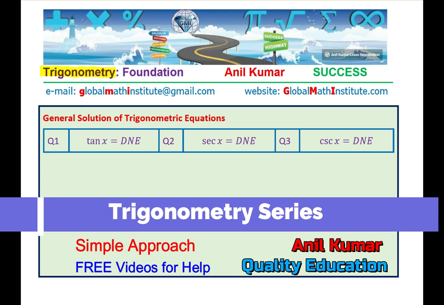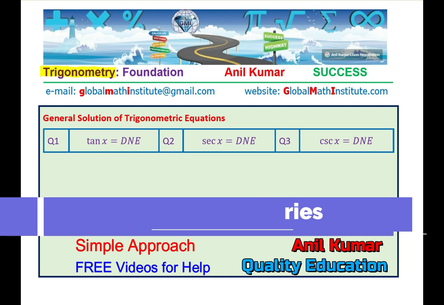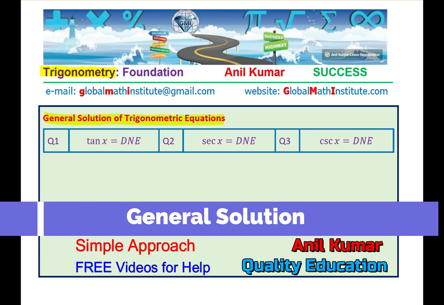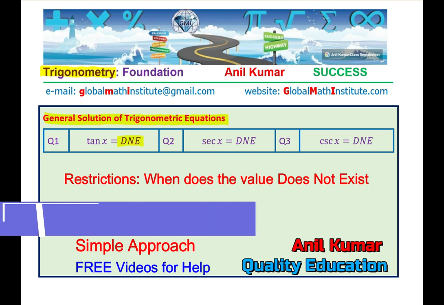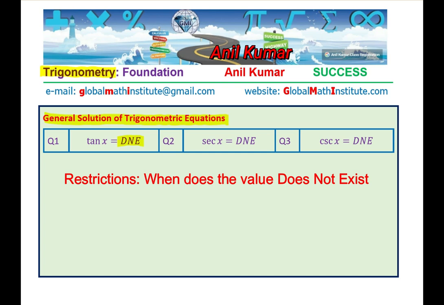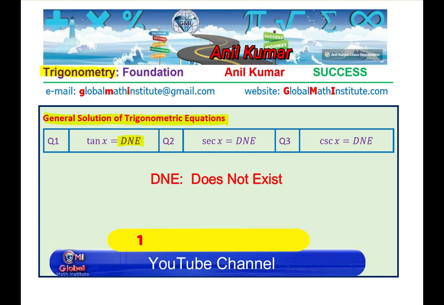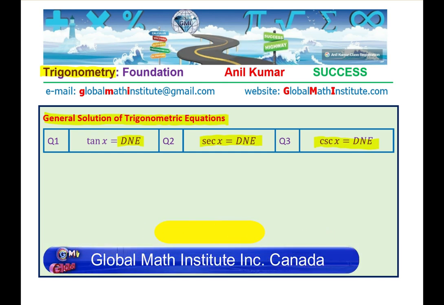Here are three related questions. We need to find the general solution of trigonometric equations, and you see in all three equations we have tan x equals DNE, where DNE means does not exist. Similarly, we have secant x equals DNE, secant x does not exist, and cosecant x does not exist. Explore the playlist to understand better and get practice on similar questions.